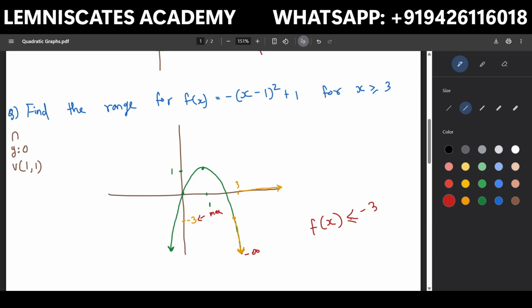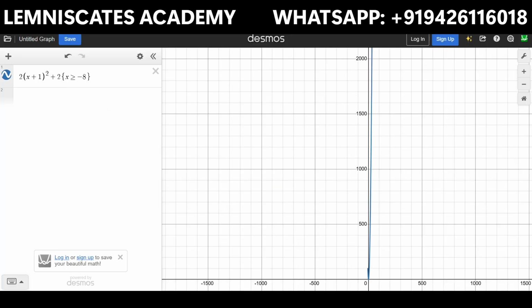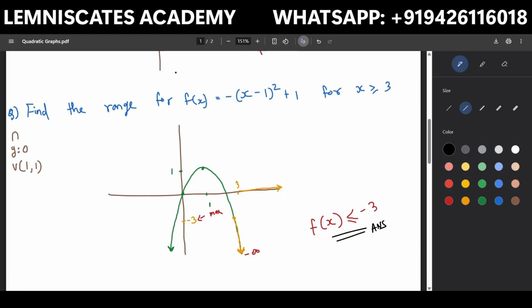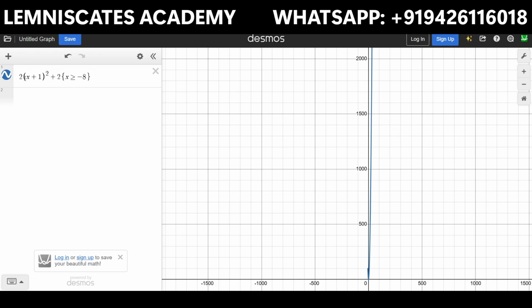Right? Why are we including minus 3? Because you got minus 3 when x was equal to 3, and x equal to 3 is part of the domain. So minus 3 will also be part of your range. So that becomes our answer. And if I have to cross check it, I'll go to the Desmos, and it is minus (x minus 1) square plus 1, and domain is greater than or equal to 3.